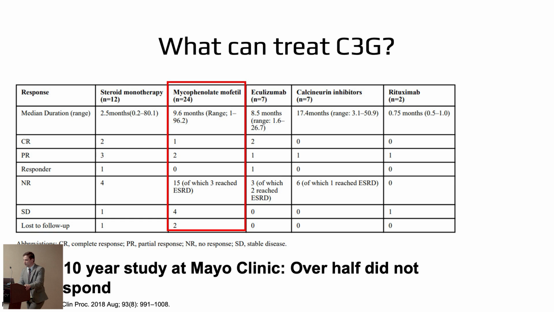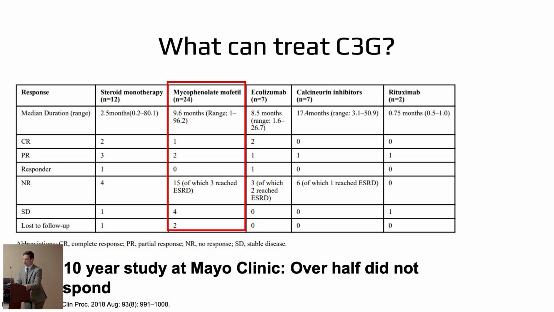But according to Mayo Clinic, when they gave MMF, half of their patients, or over half of their patients, reached end-stage kidney disease. They were called NRs, or non-responders. A little bit more responded to monotherapy of corticosteroids, and hardly any responded to calcineurin inhibitors, eculizumab, or rituximab. So to put it simply, we don't know what we're doing. These therapies are not it. They're not cutting it.